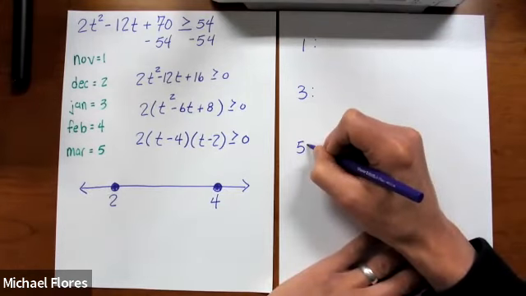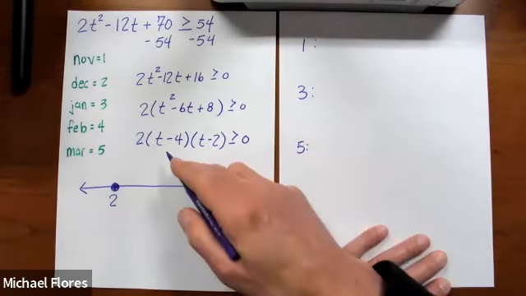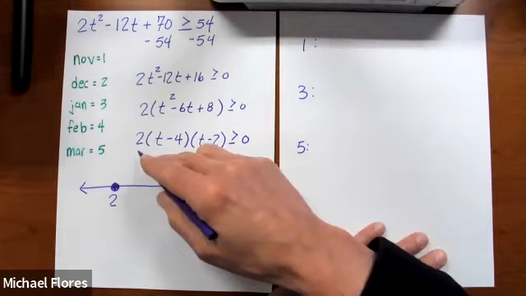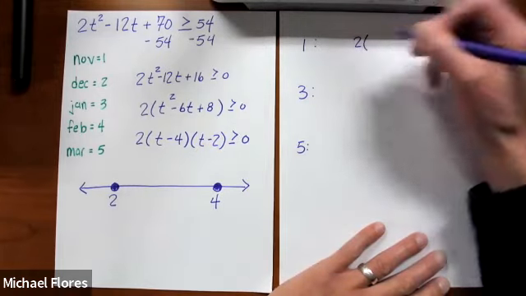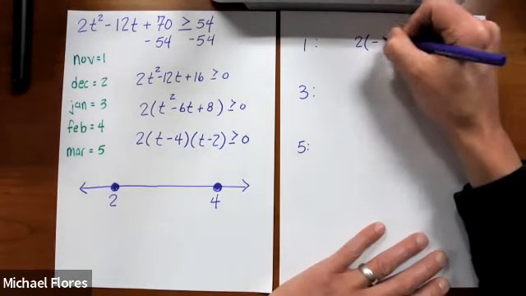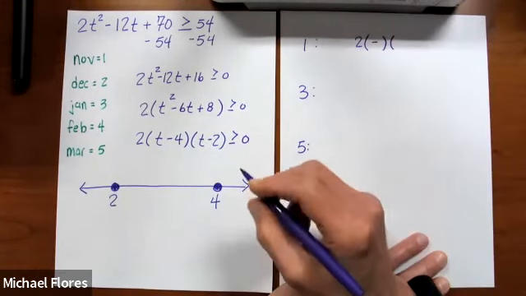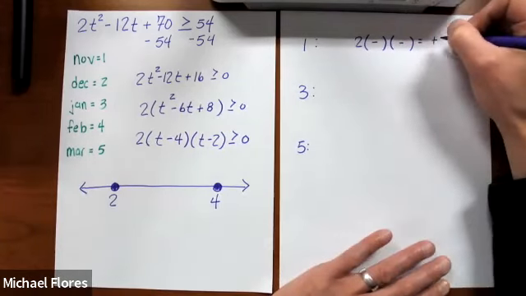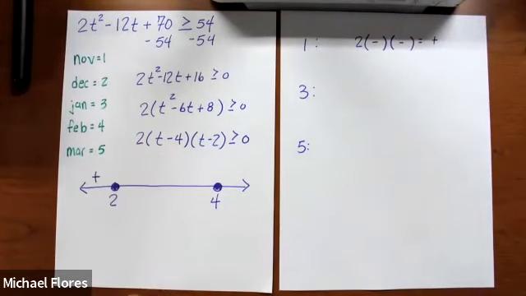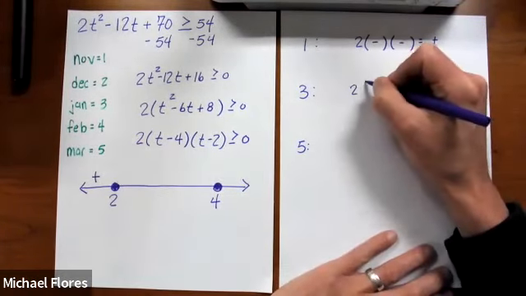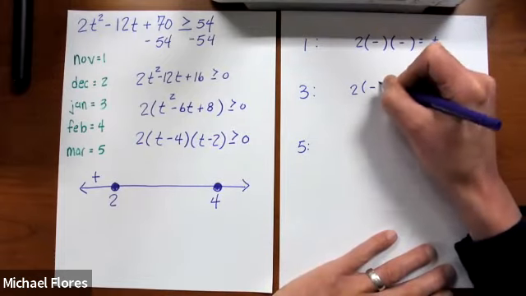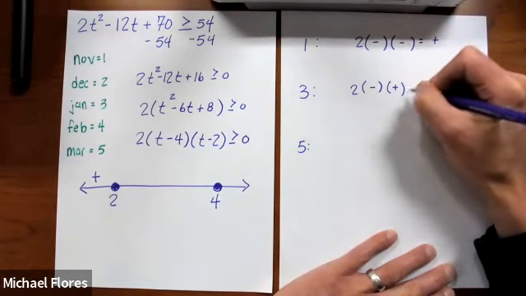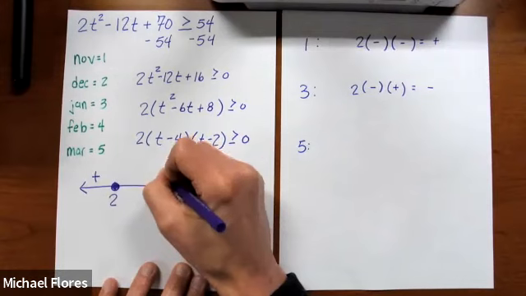Let's use 5. So if we took 1, substituted here, 1 minus 4, that's a negative number. I'm going to include the 2. This one's a little bit different because we have a 2 there in front. 1 minus 4, that's a negative. 1 minus 2, that's a negative. You multiply all this together, that's a positive result. Let's use 3. 2 times, well, 3 minus 4 is a negative number. 3 minus 2 is a positive number. You multiply all this together, we're going to get a negative result.